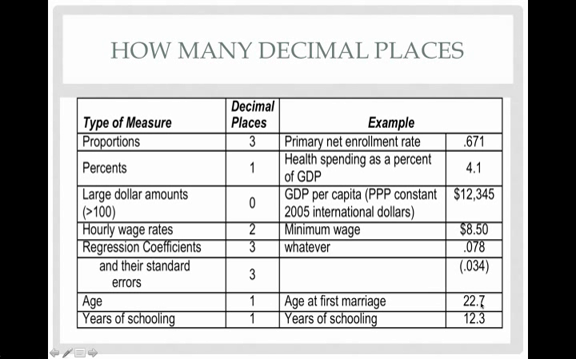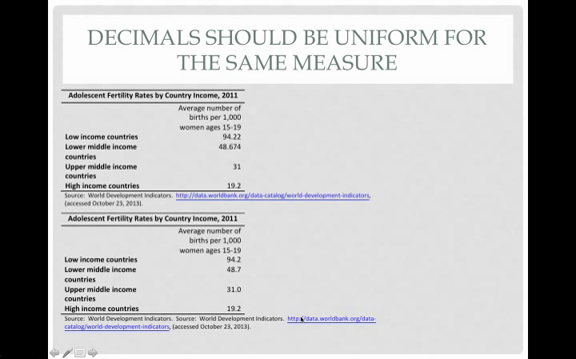Age, you usually have 1 decimal. So age at first marriage is an example, 22.7 years. And years of schooling, just 1 decimal place. It's very important that the decimals be uniform down a column for the same measure.